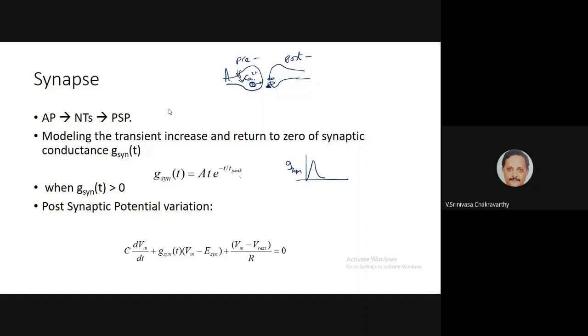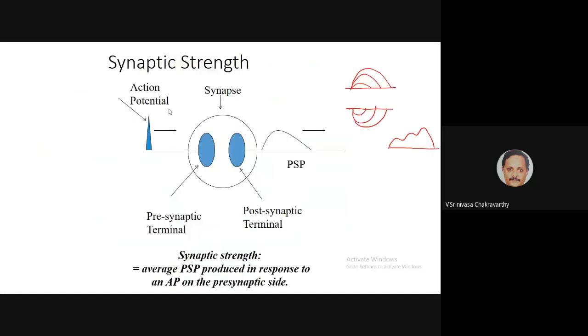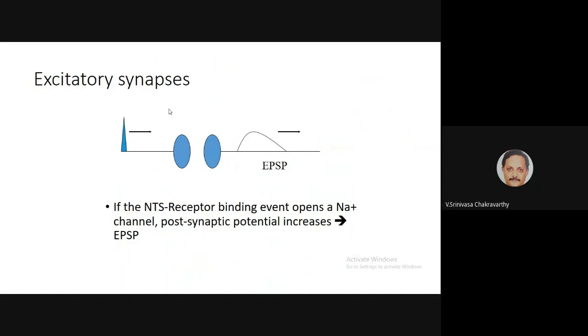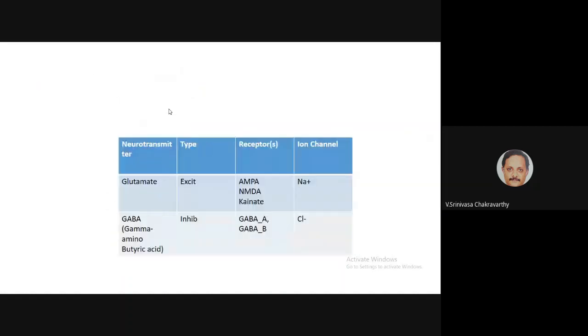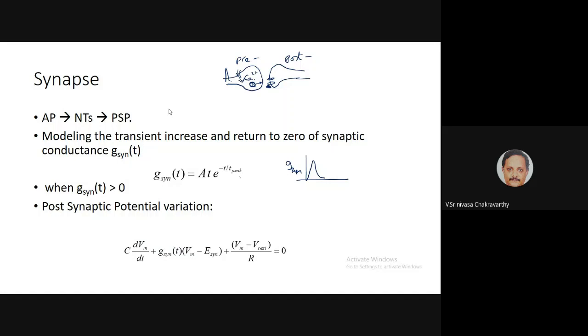We'll be focusing only on the postsynaptic side, to show how the PSP is generated, because we know that in the case of an excitatory synapse, we have an EPSP, and in an inhibitory synapse we have an IPSP. And this PSP is a graded potential; it can vary. So how do you show that electrically?